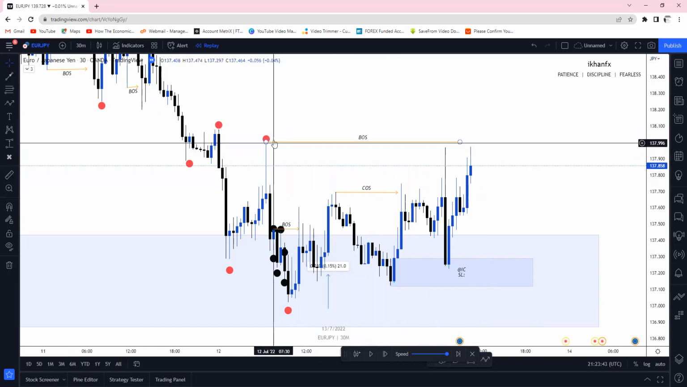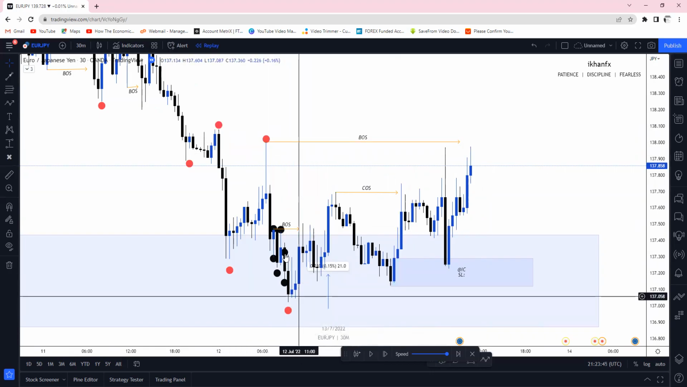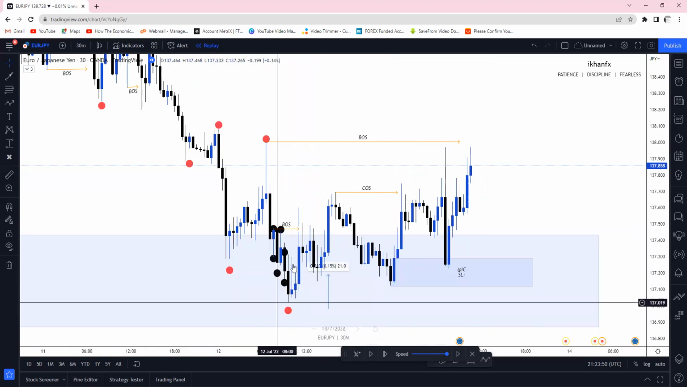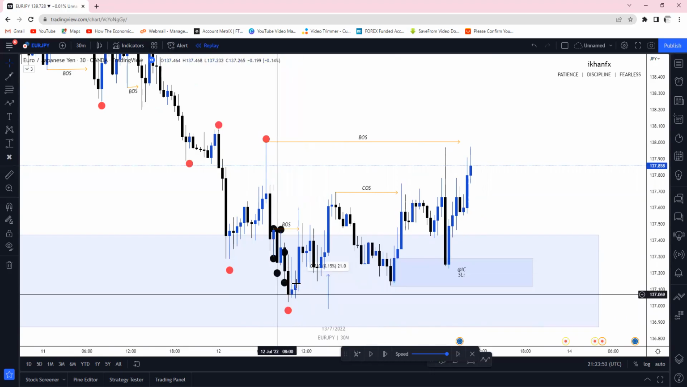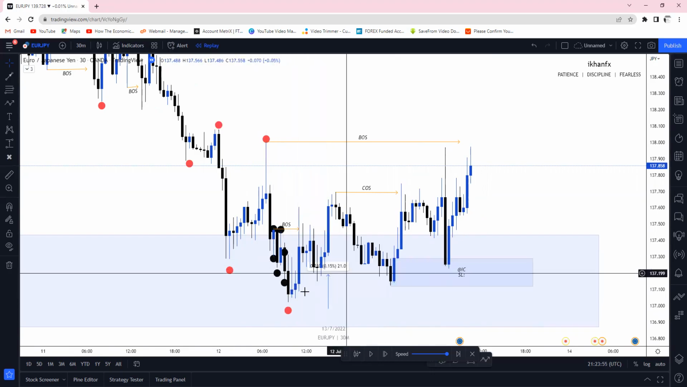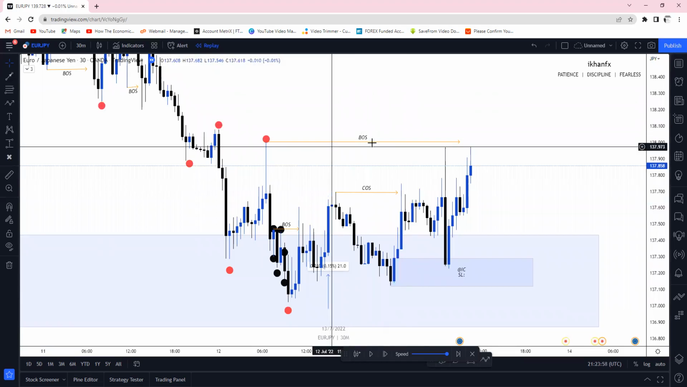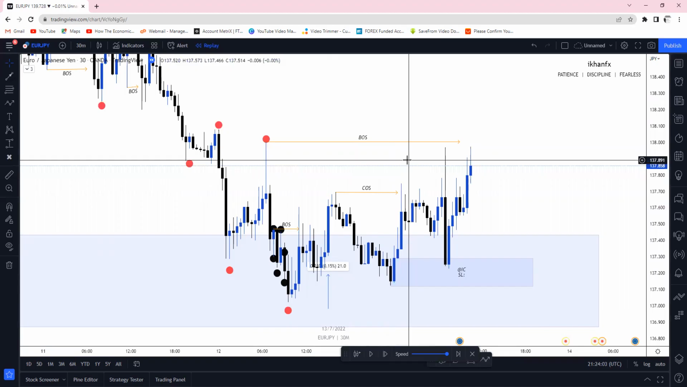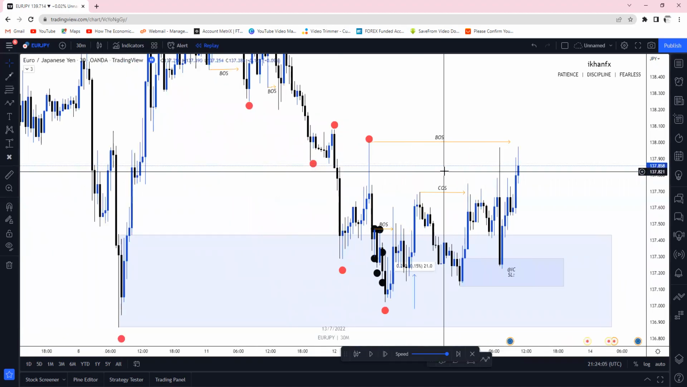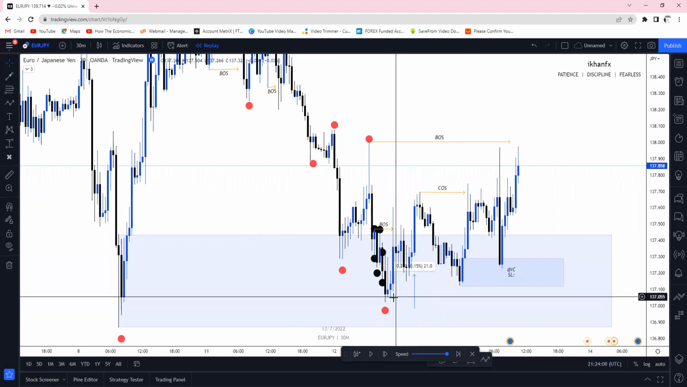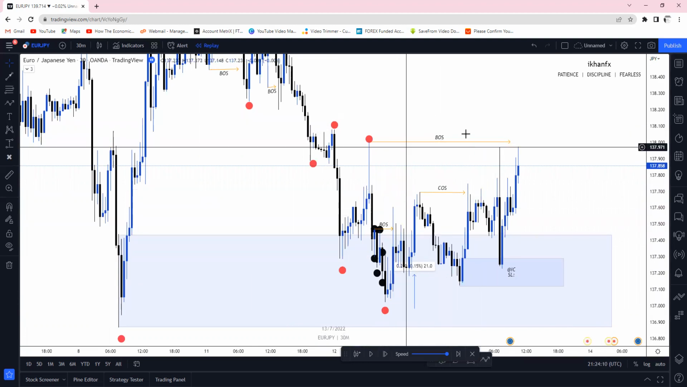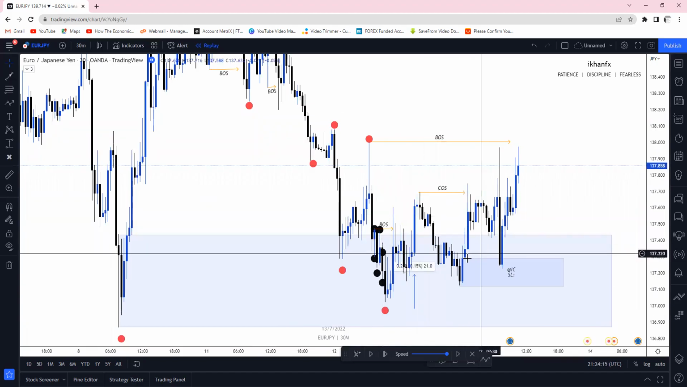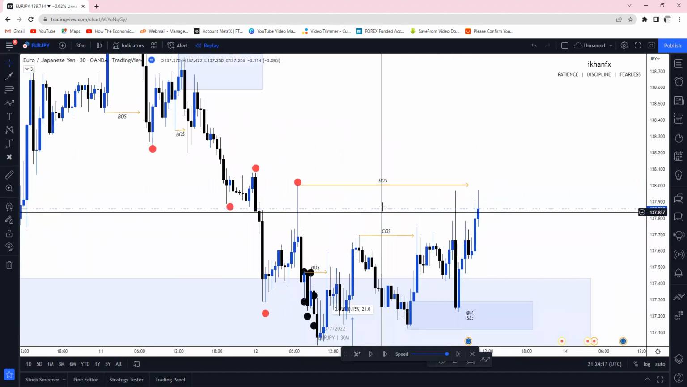Inakusaidia nini kumaki hii major BOS na hii minor BOS? Hizi minor BOS zinakufanya kupata entry za kupata sehemu sahihi ya kuingia sokoni wakati price imeshafika kwenye area of demand or supply. Once price breaks this major BOS, you can hold your position confidently na kuweka break even. Right over here, you can set any break even. Why? Because price still haija break major BOS.